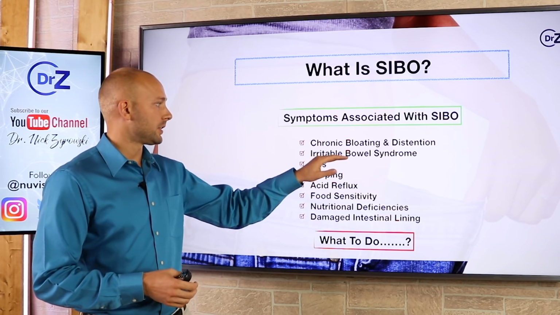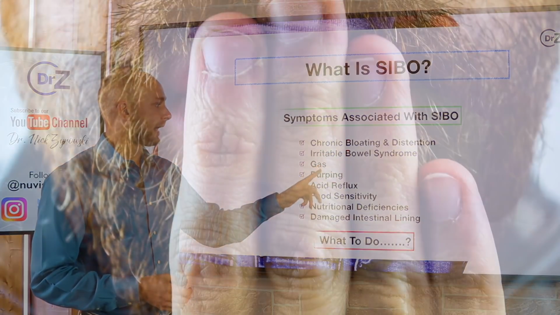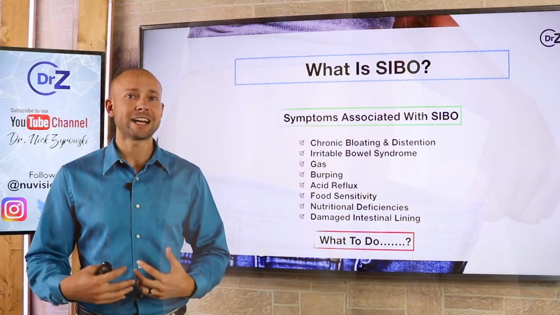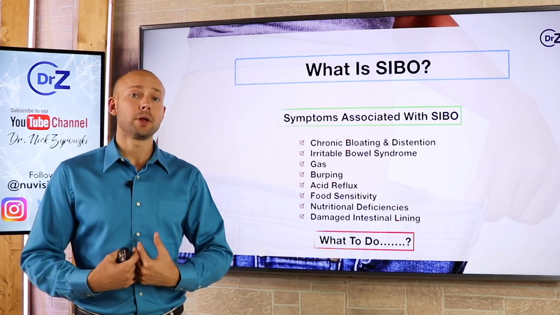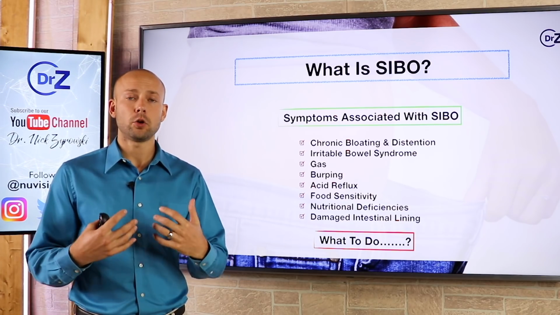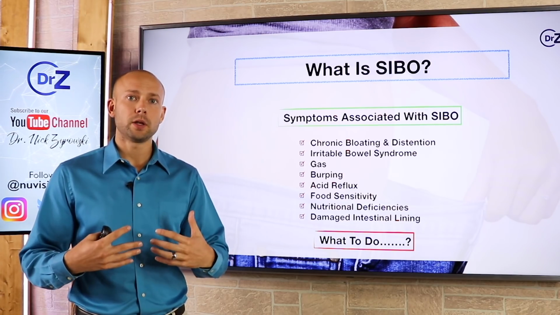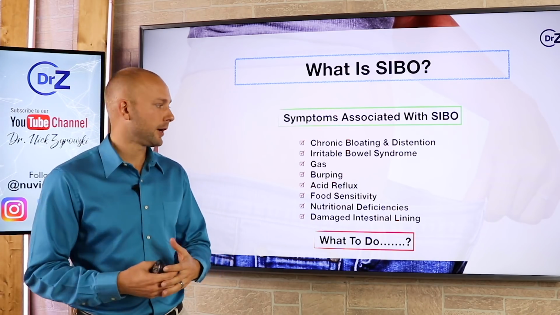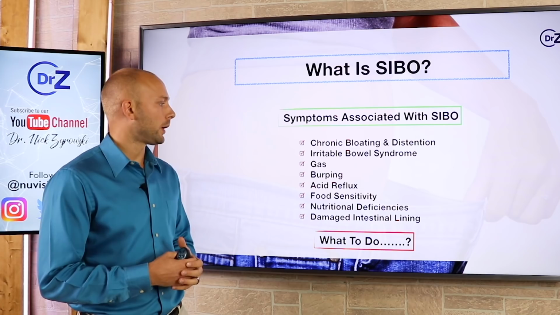And so that's something that is associated with it. Gas and burping is also something associated with it. With all that bacteria in there, you're getting a lot of fermenting of your food. So there's going to be a lot more gas, and there's also going to be an issue with burping just because of the fact that the pH is off within the gut. And so this is something that comes up quite a bit.